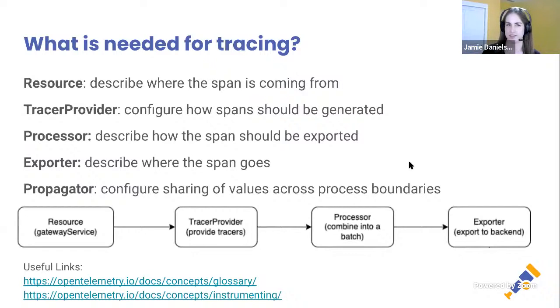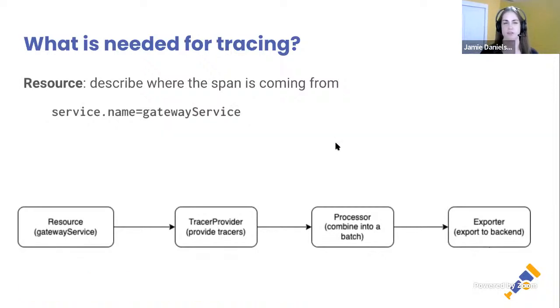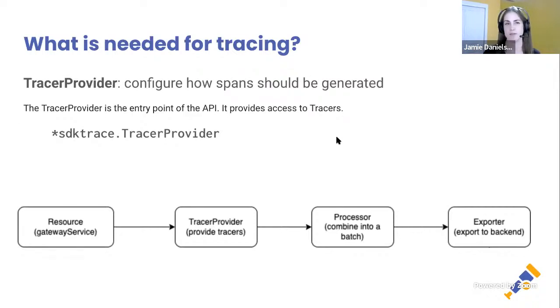So what's needed for tracing? I'm going to throw a glossary of words at you for a moment, but hopefully this will make sense as we go through it. We start with our resource, which describes where the span is coming from. In our service, our gateway service has a service name, gateway service. That's generally what our resource is about: where is that span coming from? Then we have a tracer provider, which is how our span should be generated. It's the entry point of the API and lets you get access to those tracers to trace through your code.